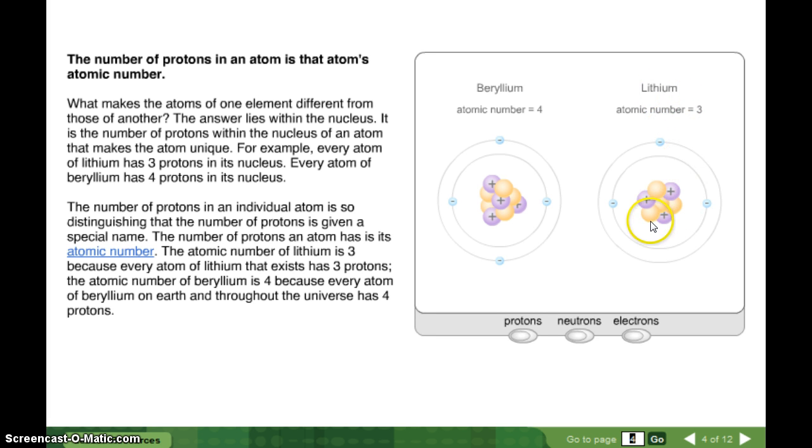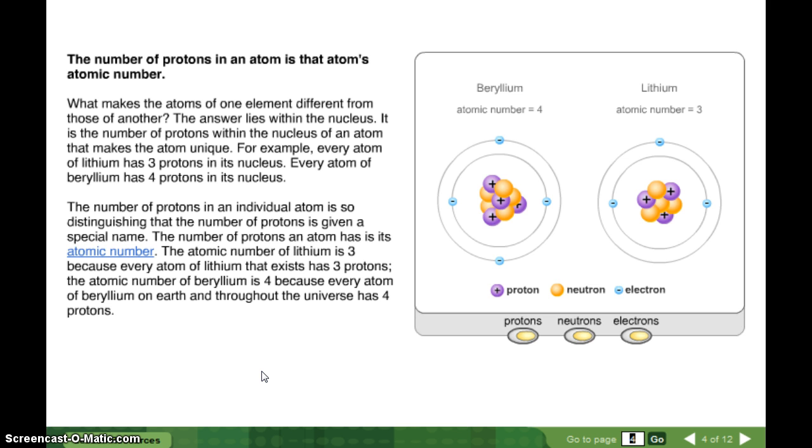The number of neutrons can vary, the number of electrons can change. 3 protons, always lithium. Every atom of beryllium has 4 protons in the nucleus, always and forever. 4 protons means beryllium. Okay, so protons same, neutrons can change or be different between different atoms of the same element, and you can lose and gain or share electrons, which we'll be talking more about later, but protons determine what element an atom is.